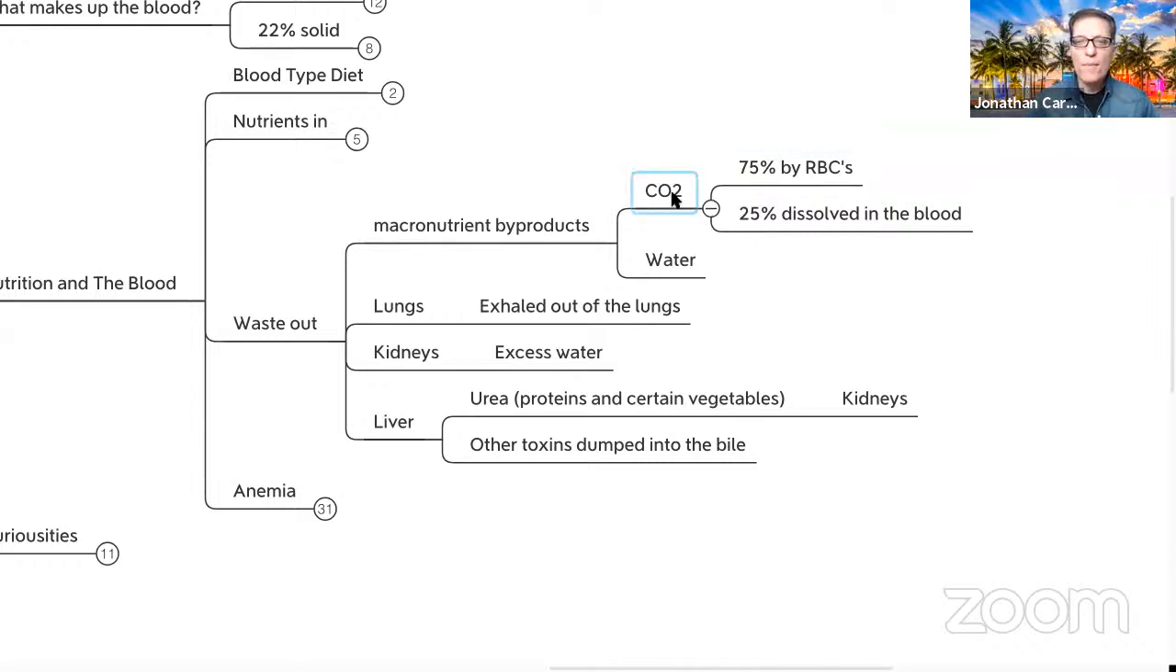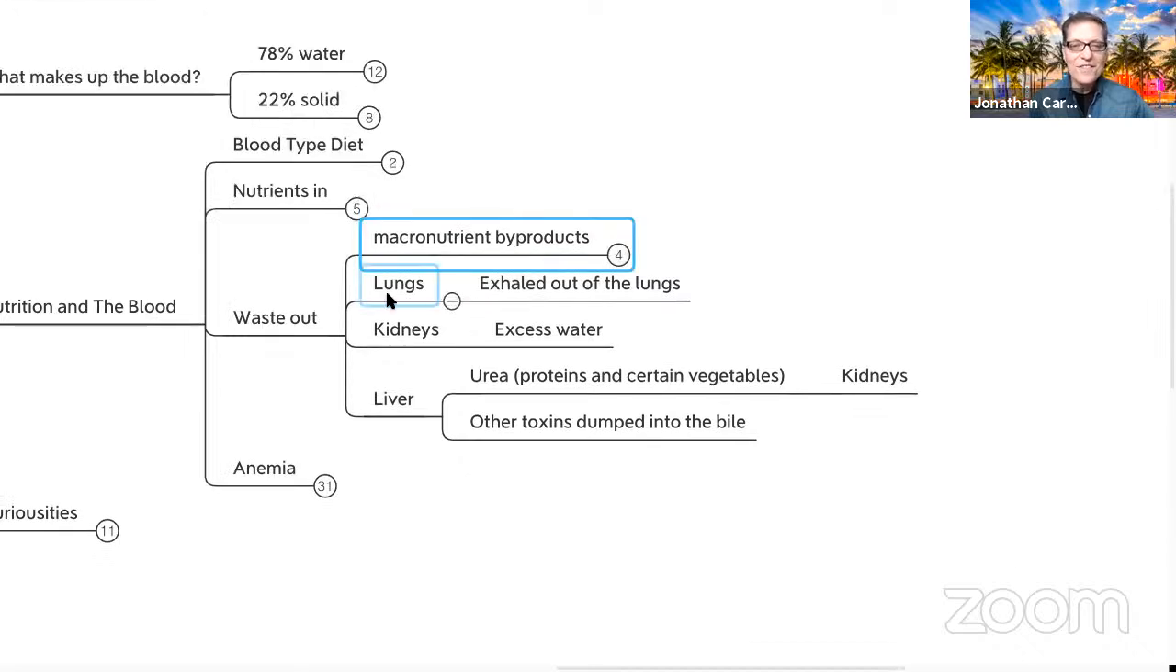Just an interesting factoid: 25% of the carbon dioxide is dissolved in the blood in the form of not exactly carbon dioxide, but something like carbonic acid. And then 75% is transported by red blood cells. And then the other byproduct is water. Water, of course, is easily carried and exhaled out through the lungs.